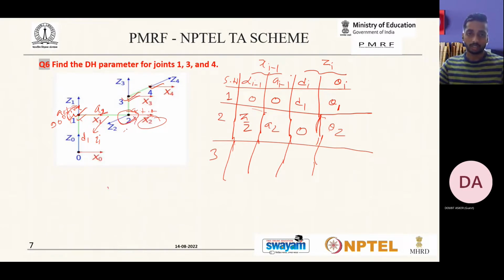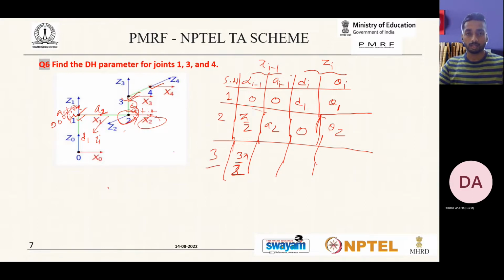So it will have to rotate 90° here, and then again 90°, and then again 90° to go up. So this way 90, 90, and 90. So it will be 3 pi by 2. So Z2 will become parallel to Z3 if you rotate along X2 by 3 pi by 2. So this is alpha i-1 for joint 3.